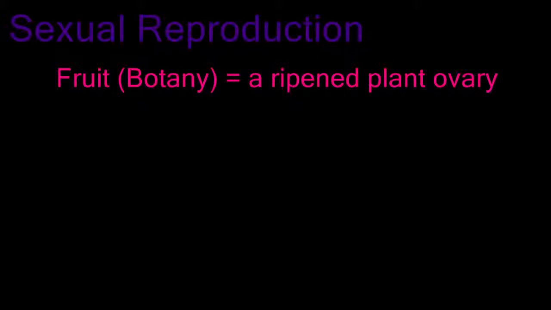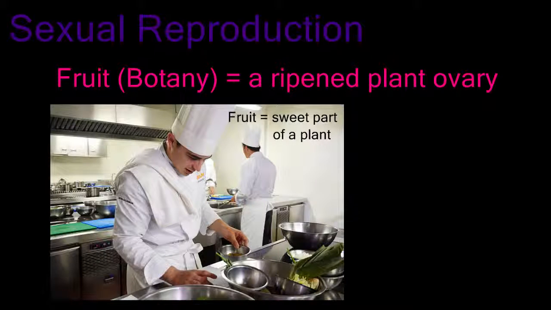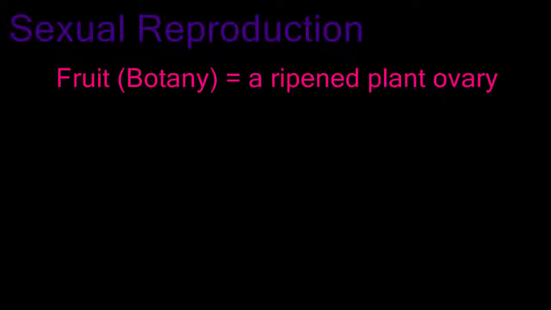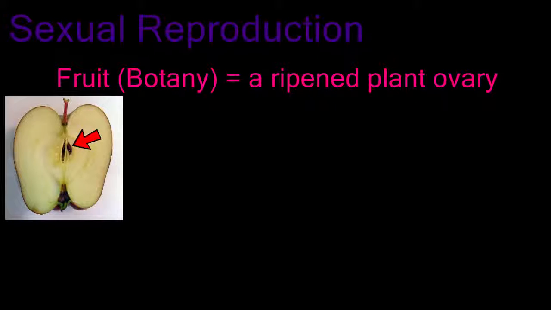In botany, the study of plants, a fruit is defined as a ripened plant ovary. In the culinary world, any edible plant part that is sweet is called a fruit. The difference between the botanical term and the culinary term can lead to some confusion when trying to classify produce as fruits or vegetables. Scientifically speaking, any produce item that contains seeds is a ripened ovary and is therefore a fruit, so the scientific term is a little more inclusive.